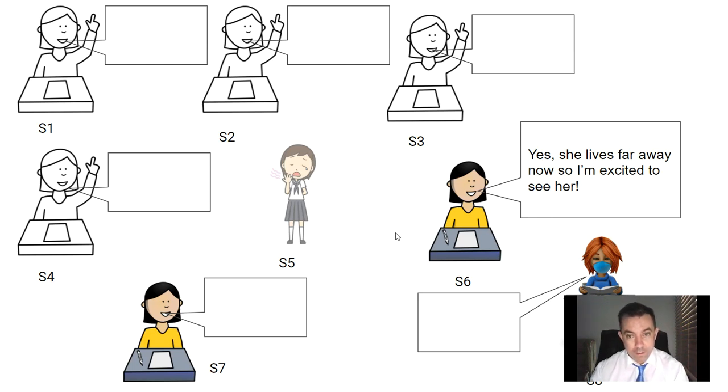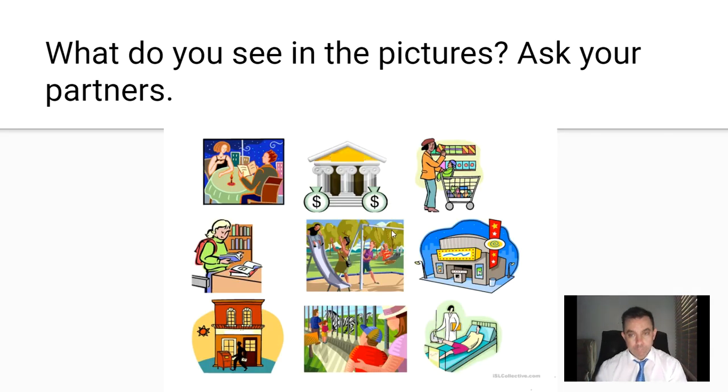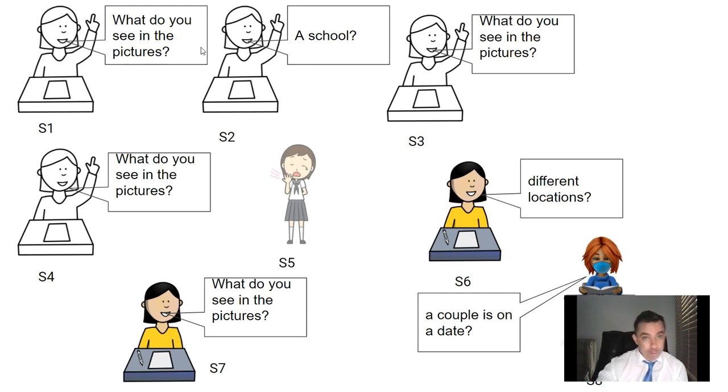So, let me show you something. What do you see in the pictures? Ask your partners. What do you see in these pictures? A school. S3. What do you see in the pictures? S6. Different locations. S7. What do you see in the pictures? S8. A couple's on a date. S4. What do you see in the pictures? S5 is quiet again. That's alright.